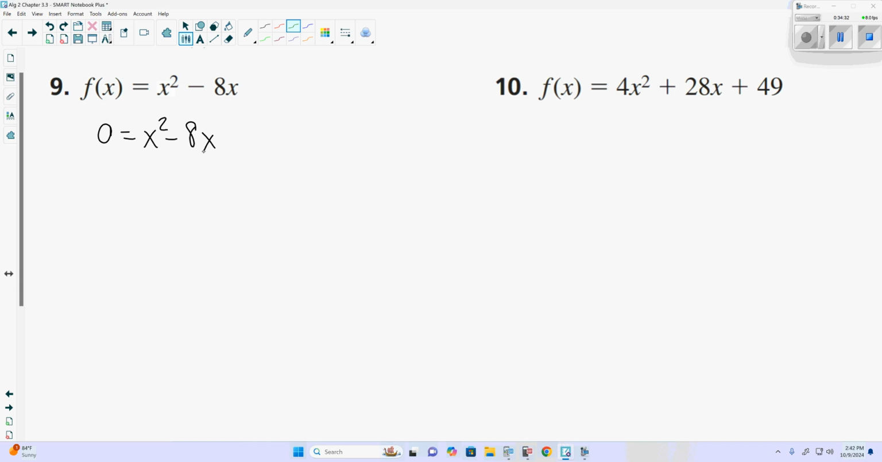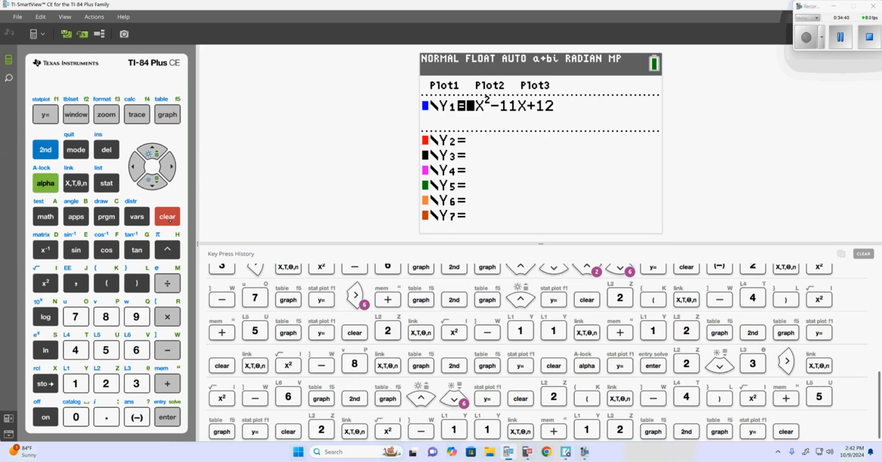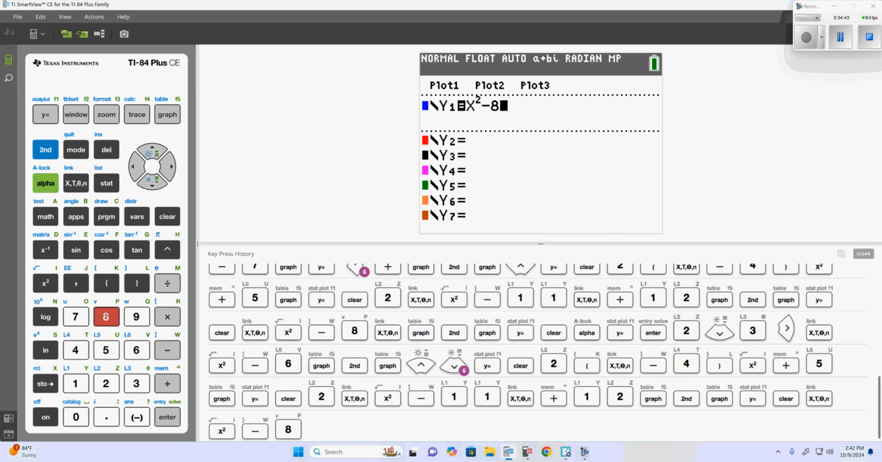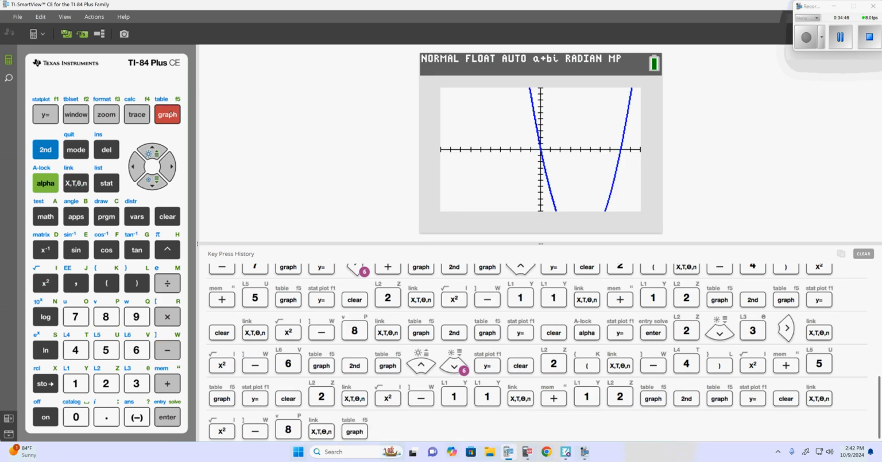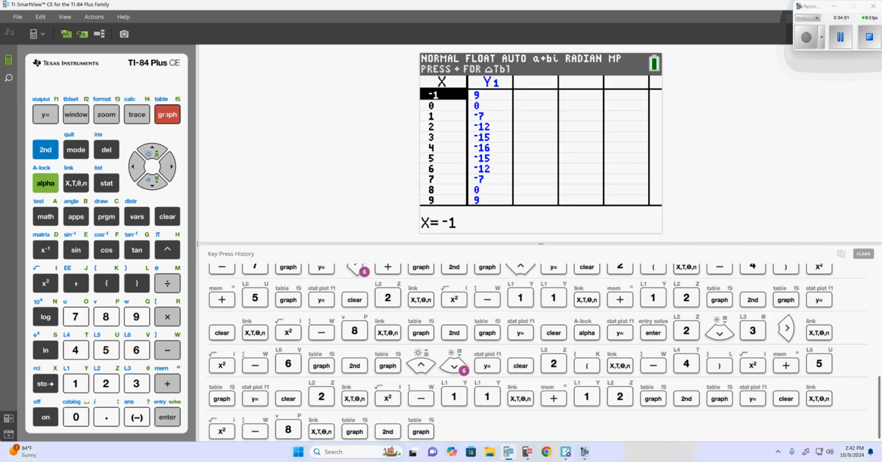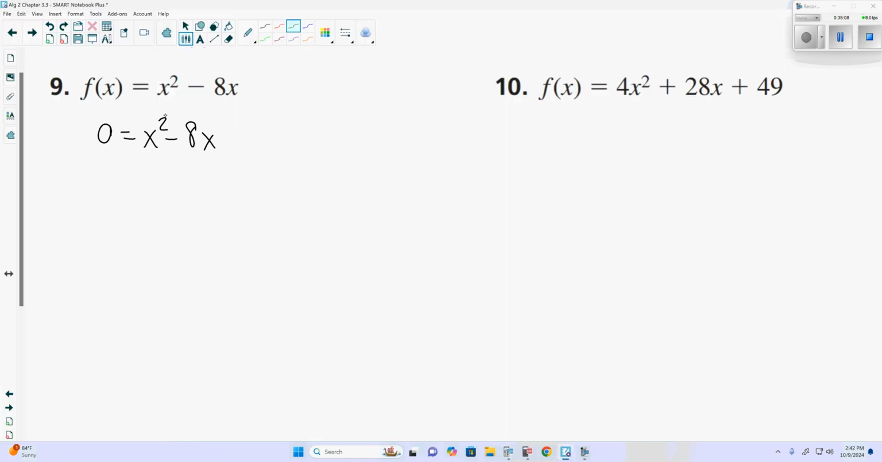Do y'all want to factor this or try graphing it? Try graphing it. Y equals, clear all that out, x squared minus 8x. We type it in and hit graph. That looks promising. Again, we're looking for what value of x makes the y value be 0. At 0 and 8. So this is the one time where x can be 0 because the y value is also 0. Again, we're looking for what values of x make the y value be 0. So x is equal to 0 and x is equal to 8.